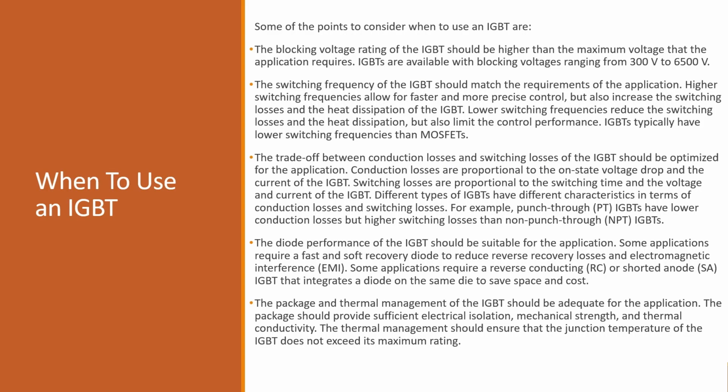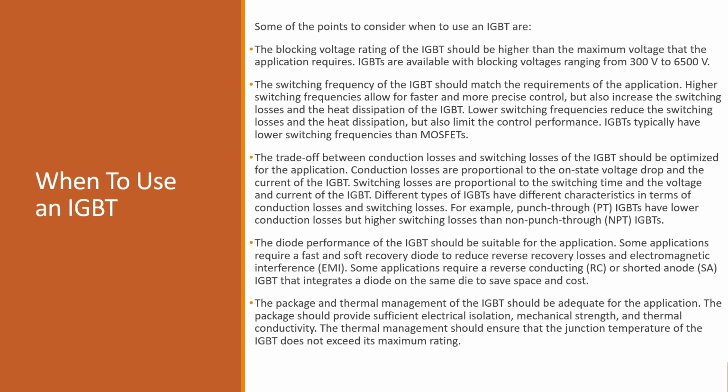Some of the points to consider when to use an IGBT are: the blocking voltage rating of the IGBT should be higher than the maximum voltage that the application requires. IGBTs are available with blocking voltages ranging from 300 V to 6500 V. The switching frequency of the IGBT should match the requirements of the application.